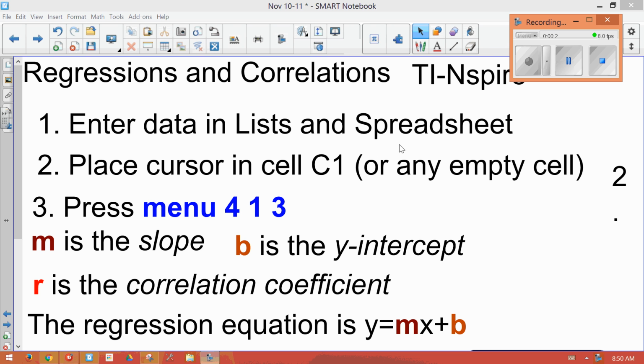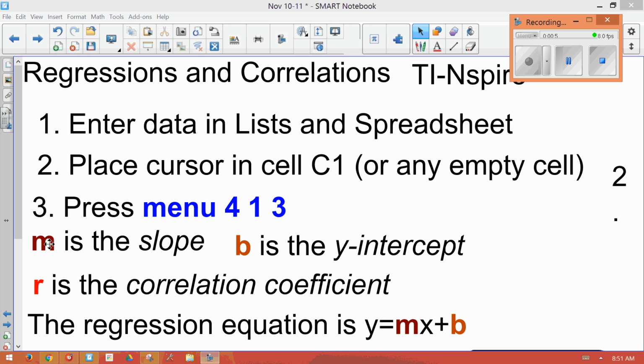Place the cursor in cell C1 or any empty cell. Press menu 413. And once we enter the data, the calculator will tell us that m is the slope, b is the y-intercept, and r is the correlation coefficient. So the regression equation, which is a linear function, is y equals mx plus b.